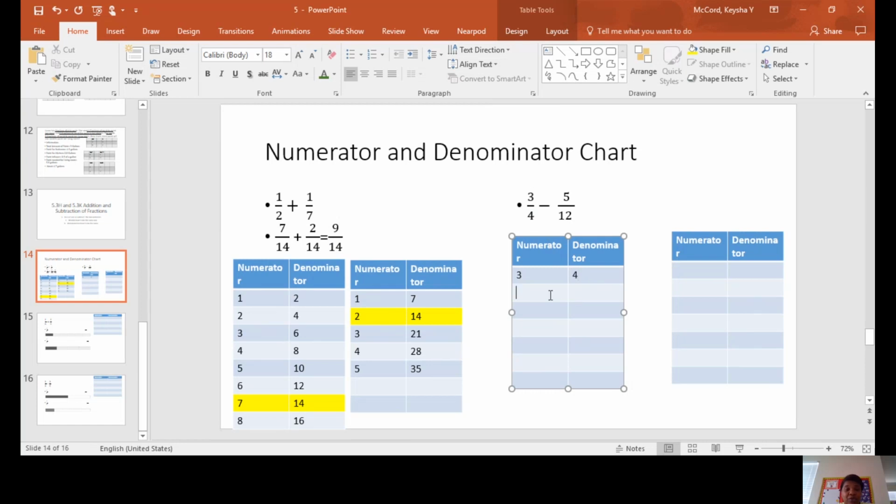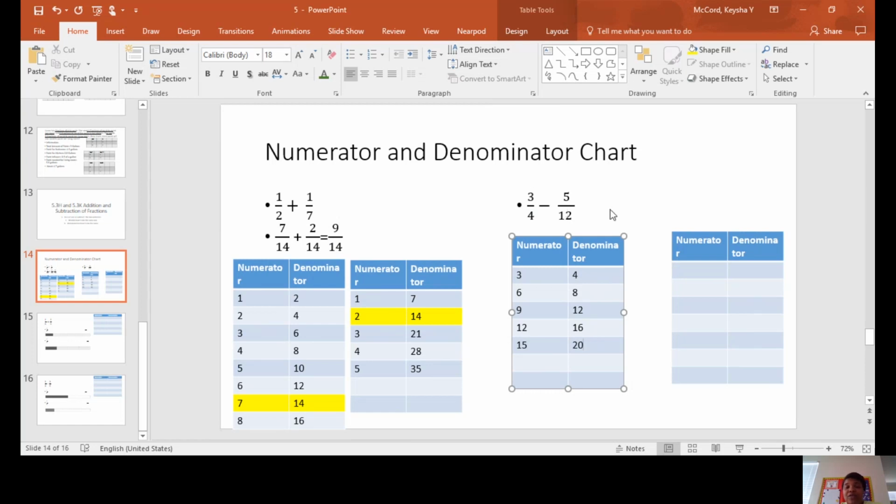And I'm going to skip count by 3 on the numerator side. So 3, 6, 9, 12, 15. And I'm going to skip count by 4 in the denominator section. So 4, 8, 12, 16, and 20. So I have skip counted, and all of these fractions that I have here, so 6 eighths, 9 twelfths, 12 sixteenths, 15 twentieths, are all equivalent to 3/4.